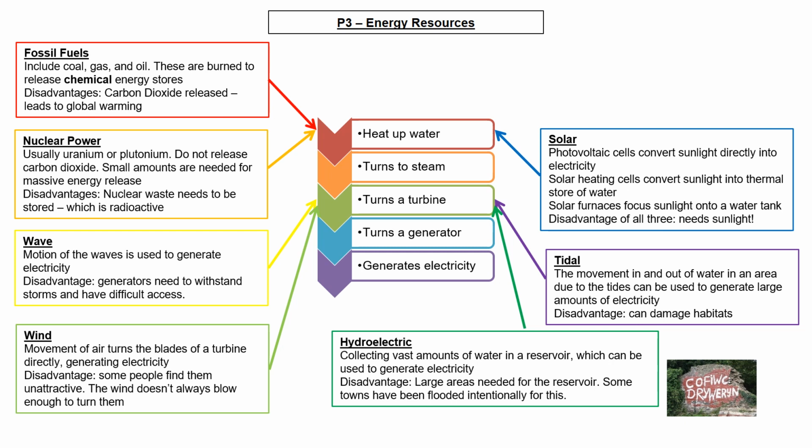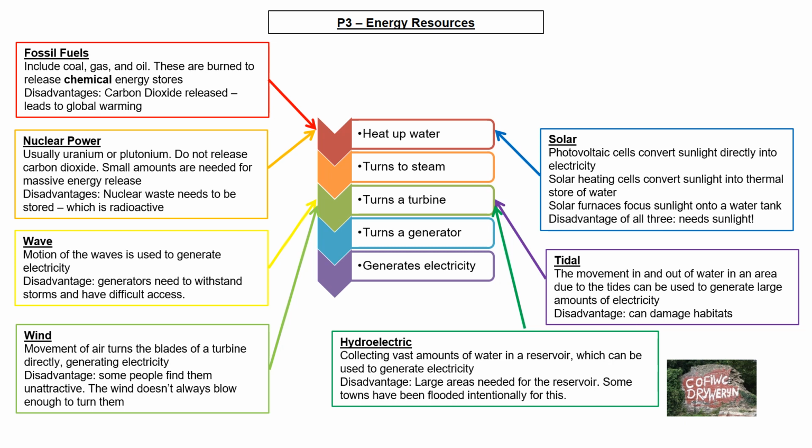Solar. We have got photovoltaic cells. They don't actually heat up water or anything like that. They convert sunlight directly into electricity. Solar heating cells, however, convert sunlight into thermal store of the water. So then that heats up the water, possibly turning to steam, turning a turbine, turning a generator, etc.